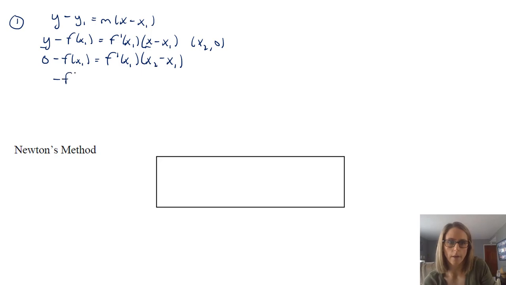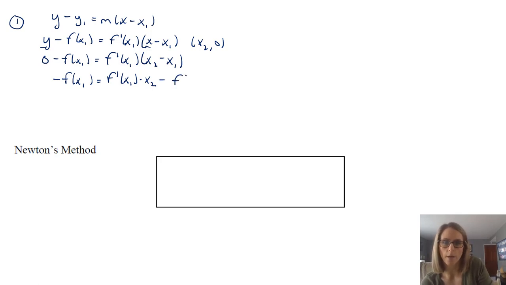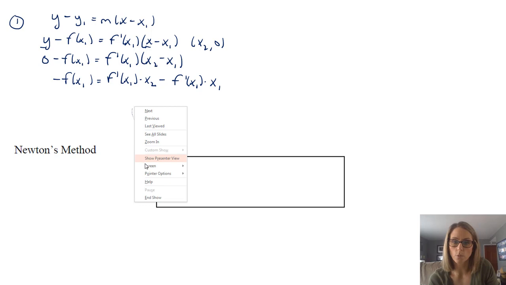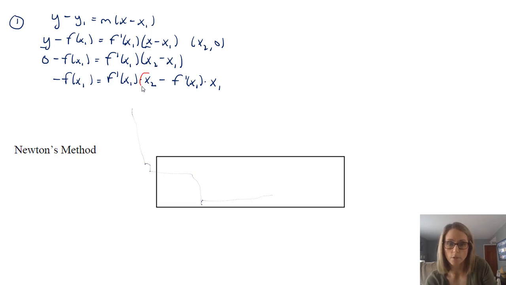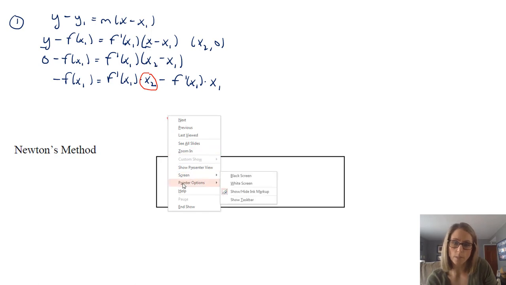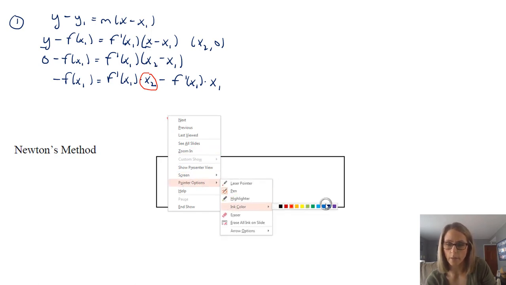So I'll have f of x sub 1 negative, minus f of x sub 1, and then I'll have f prime of x sub 1 times x sub 2, and then a minus f prime of x sub 1 times x sub 1. And again, I'm trying to solve for x sub 2 here. This whole Newton's method is just finding numbers, so we just need to solve for x sub 2.